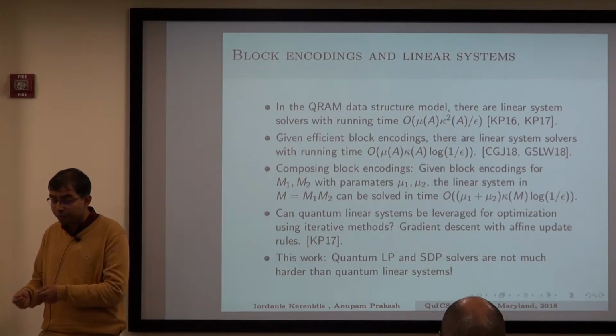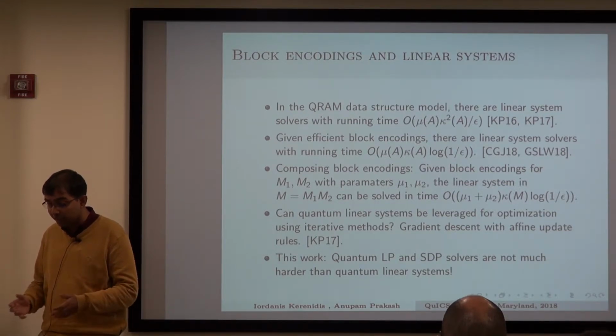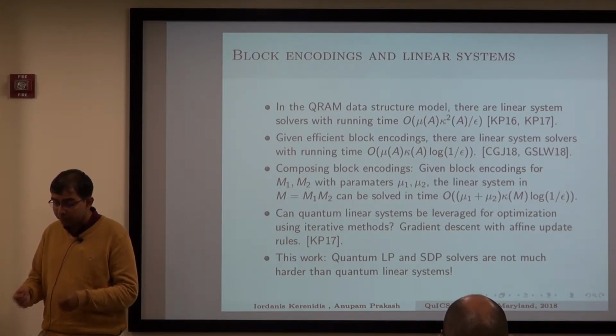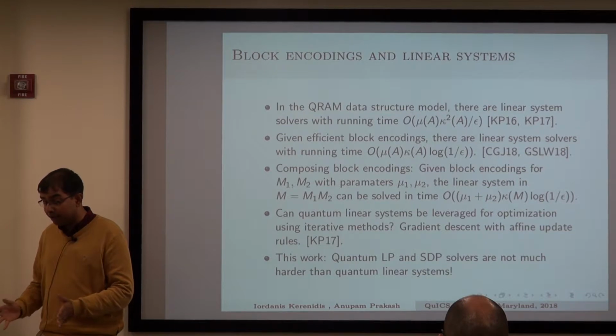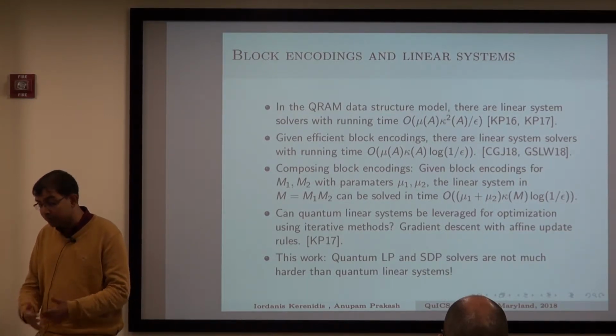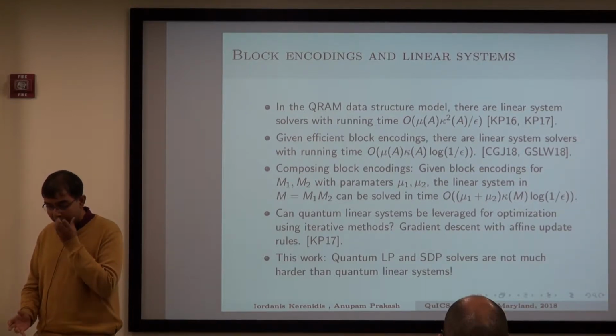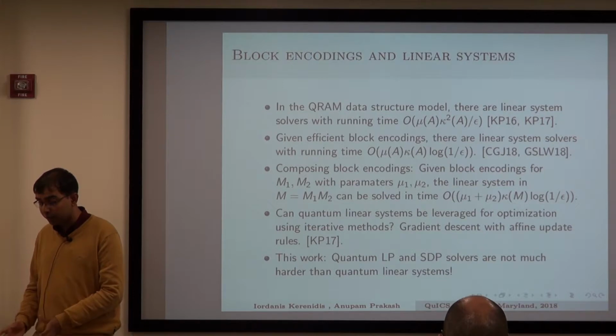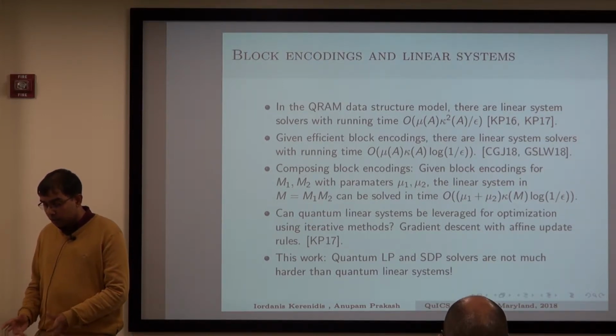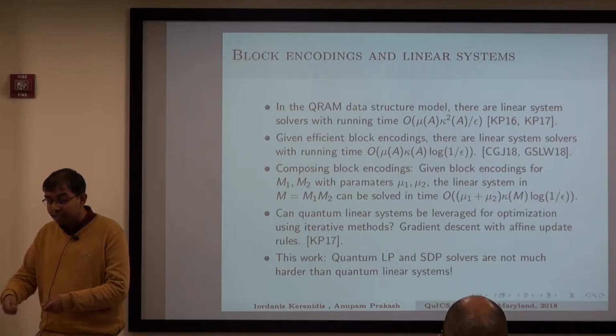These are the ones based on phase estimation and amplitude amplification. They have running time mu(A) times kappa squared(A), where kappa is the condition number, and 1 over epsilon. These have been very recently improved. So now the optimal linear system solver in the QRAM data structure model has running time mu(A) times kappa(A) times log 1 over epsilon. That's the running time for one particular linear system solver.